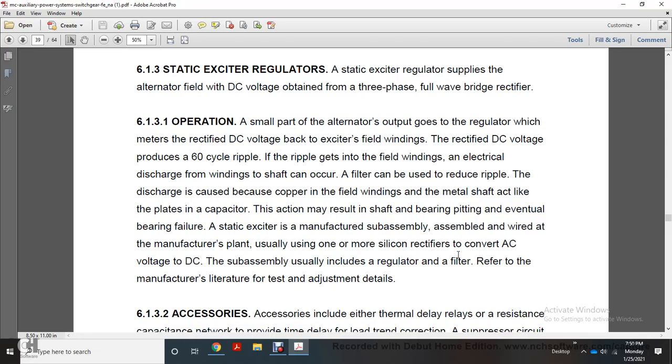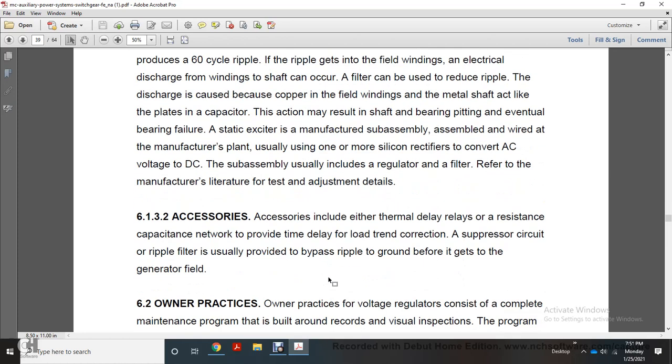System exciters are usually manufactured as subassemblies and wired at the manufacturer's plant, usually with one or more silicon rectifiers to convert AC voltage to DC. The subassembly usually includes a regulator and a filter. Refer to the manufacturer literature for test and adjustment details. Accessories include either thermal delay relays or resistance capacitor networks to provide a time delay of a load trend correction, and a suppression circuit. Ripple filters usually provide a bypass of the ripple to ground before it gets to the generator field.